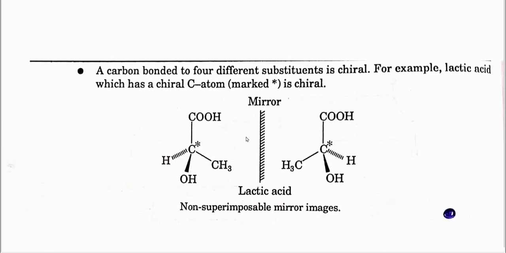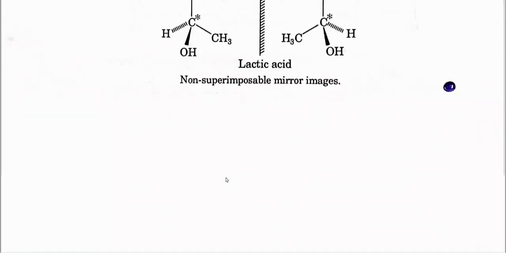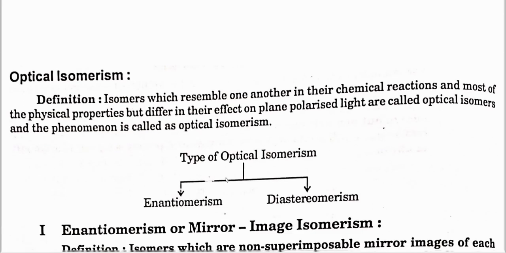So next we are going to discuss that a carbon bonded to four different substituents is chiral. For example, lactic acid has a chiral carbon atom, marked with a star. This one is the chiral carbon. This is lactic acid, showing non-superimposable mirror images.